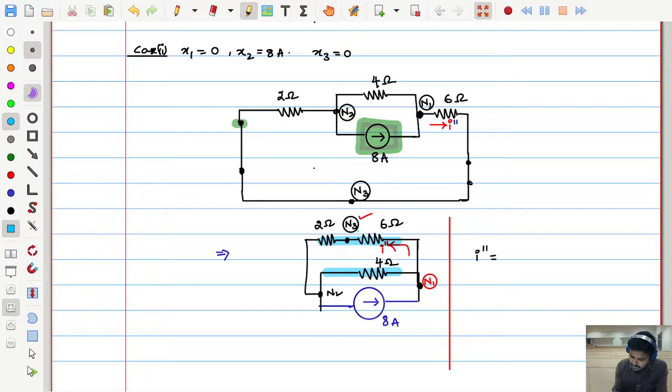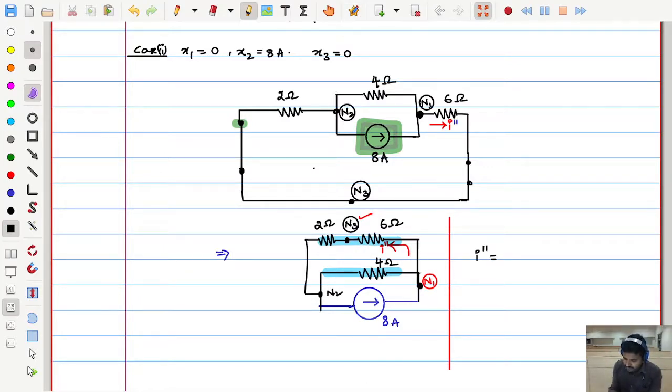Why? Because you can see at node N3 only 2 elements are connected, whereas at nodes N1 and N2 three elements are connected. Whenever more than 2 elements connect, we cannot say those are connected in series. So, good question. Now let us find I double dash by using the current division rule.